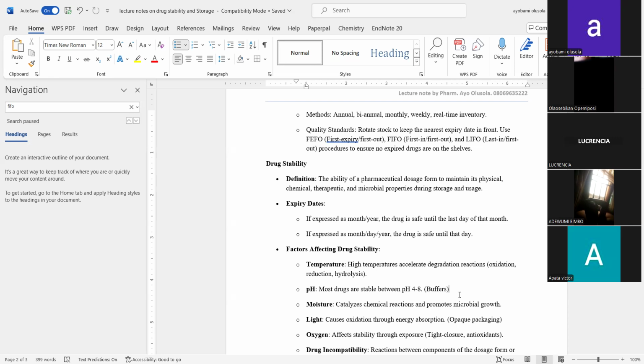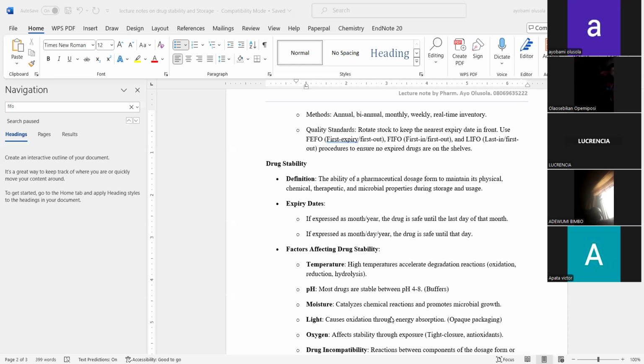And that's why buffers are added to most drugs. The essence of buffer as a pharmaceutical excipient is to maintain the pH of the drug. That's the essence of buffer. And we have a lot: phosphate buffer, acetate buffer. Another thing that can also break down your drug is moisture, because it can also catalyze a lot of reactions.